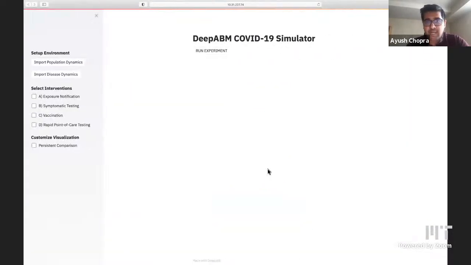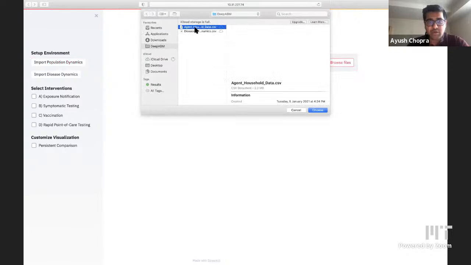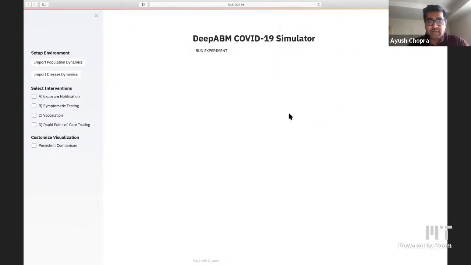So this is the tool dashboard. The DeepABM window consists of a setup on the left and an option to then run experiments, so we have a very modular experience. We allow experimenters to specify the dynamics for the specific kind of agent population they want to work with. First we import the population dynamics, which can be a simple CSV, which specifies what agents look like and how they interact with each other.